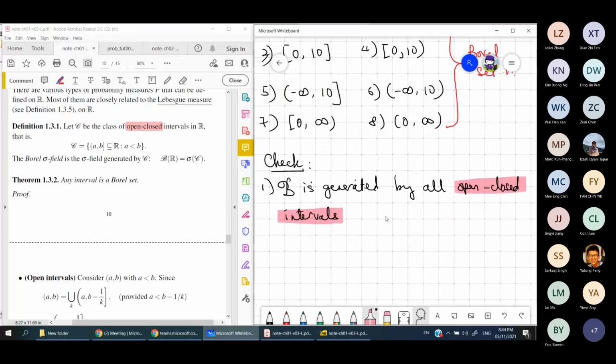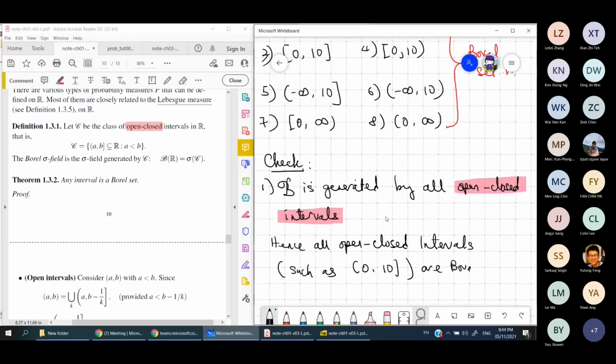So then we don't have to prove anymore. This is generated by these open-close intervals. Automatically, all these open-close intervals must be elements in here. So then we can see that all open-close intervals, such as the one that I have mentioned here, from 0 to 10, are Borel sets. So we don't have to prove it. This is directly from our definitions. Okay.